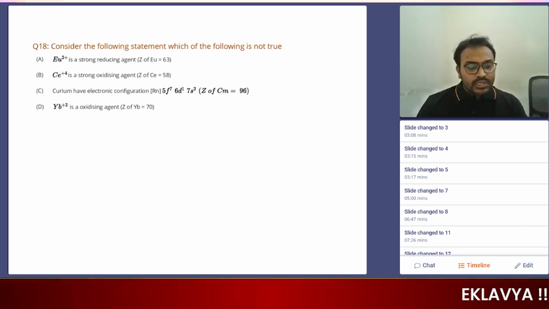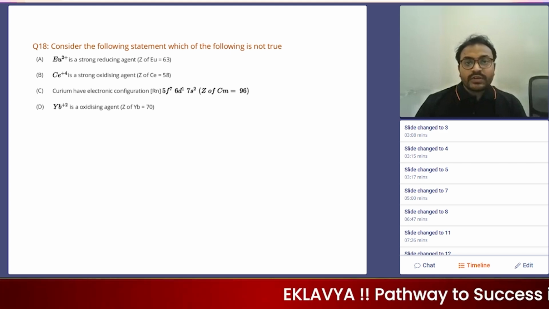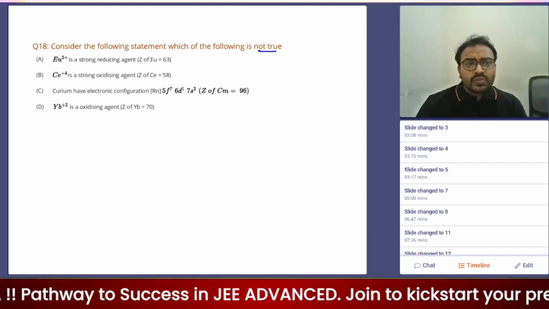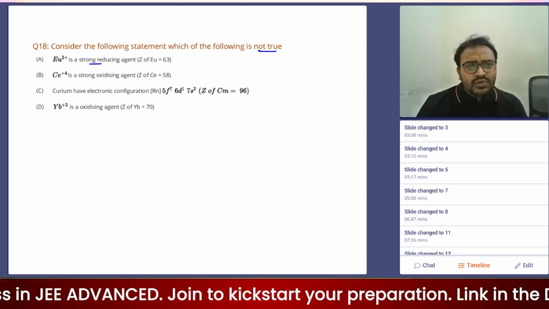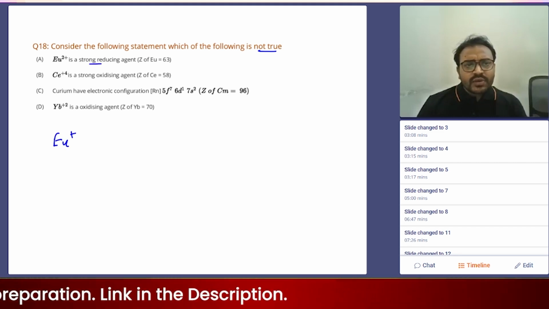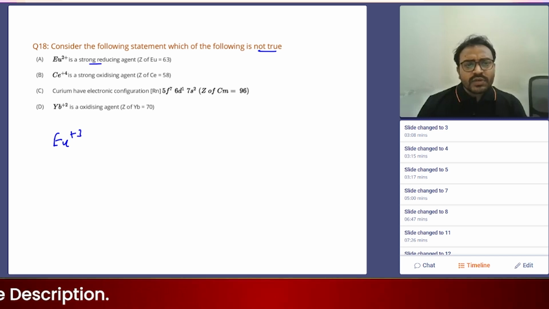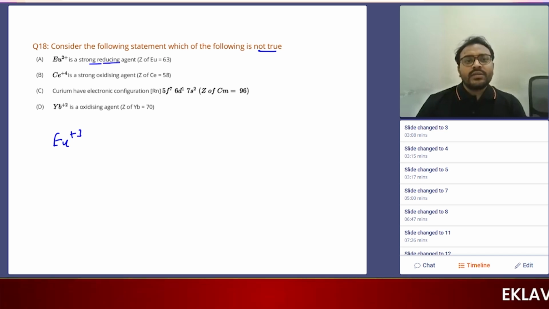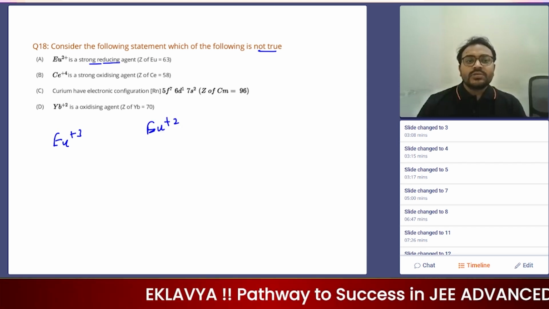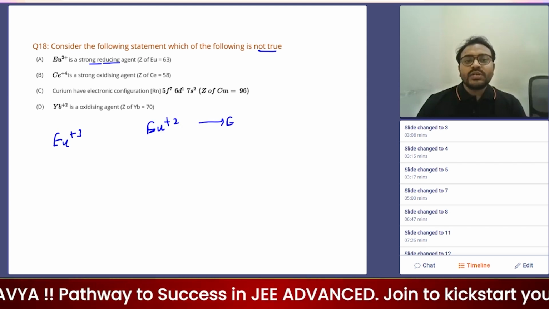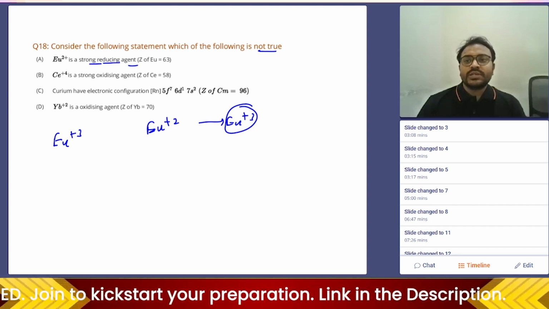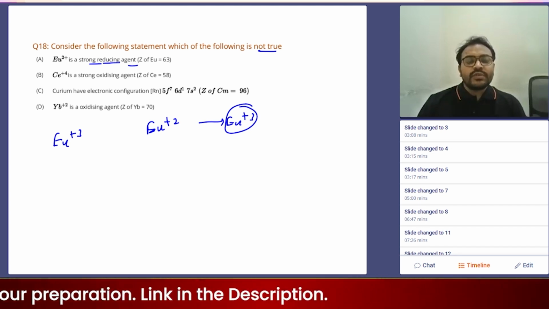Now next question is, consider the following statements, and which of the following is not true. So we have first, Eu2+ is a strong reducing agent. So that is a correct one, because we know that Eu is most stable in +3 oxidation state, and the reducing agents are those that reduce others but self oxidize. So this Eu2+ can convert into Eu+3 because this is the most stable oxidation state. This statement is true only, first one.